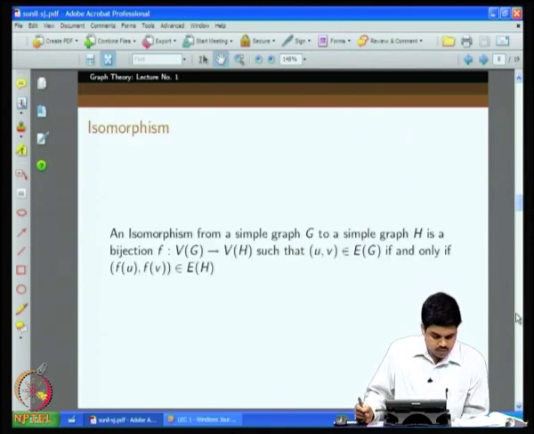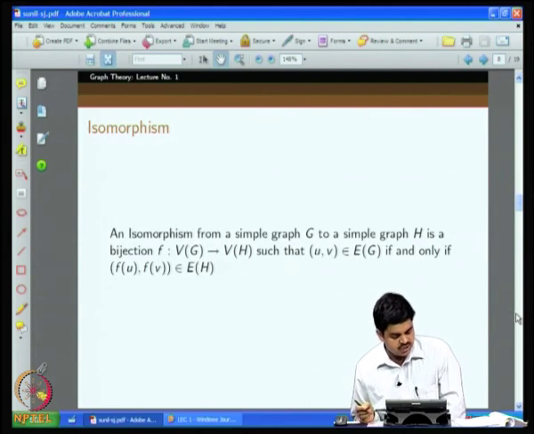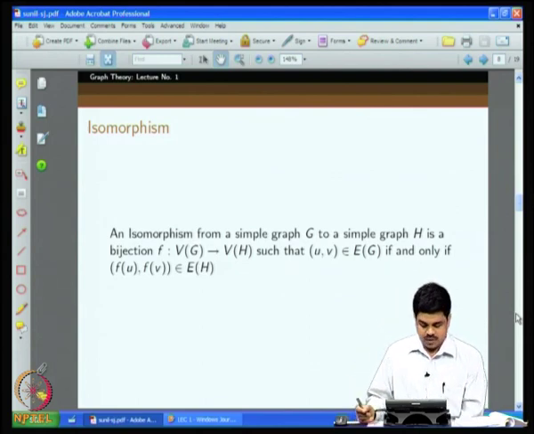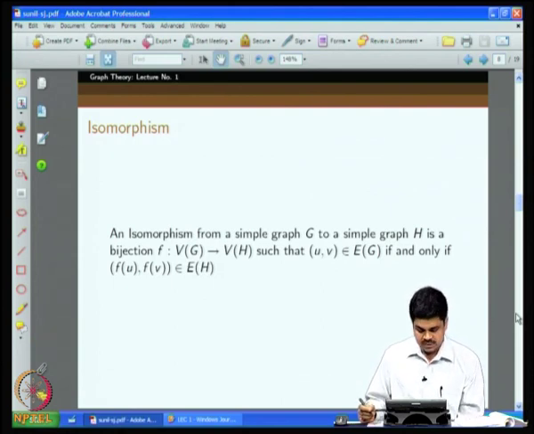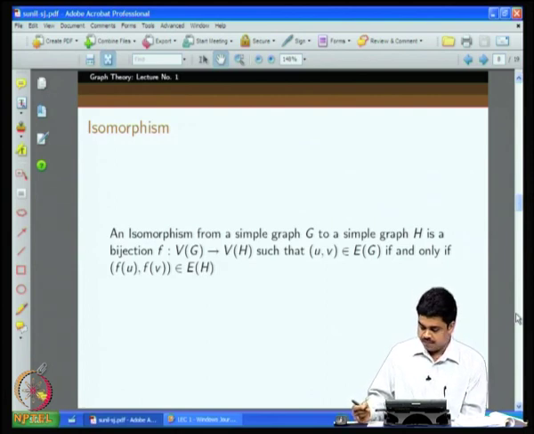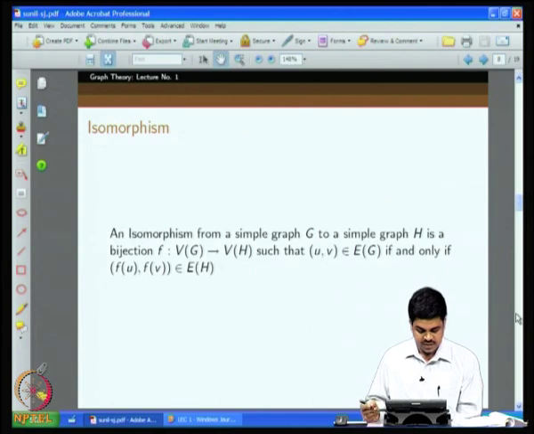Now, one word which we always use is isomorphism. For instance, we sometimes say that a path on 5 vertices is a subgraph of G. It is essentially that a path on 5 vertices is isomorphic to some subgraph of the given graph. So I will just mention this word.